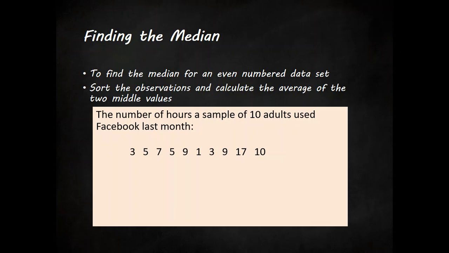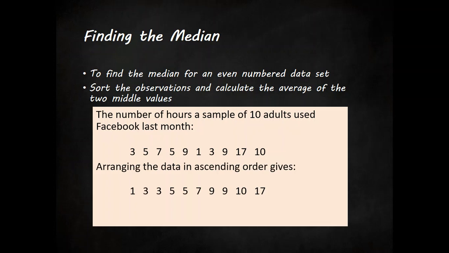You order these from minimum to maximum. That's the first thing that you always do when looking at the median. So 1, 3, 3, 5, 5, 7, 9, 9, 10, and 17. You look at the fifth one, which is 5, and then you have 7. What do you do when you have that? The answer is you take the fifth and sixth observations and average the two. So the median is 6.